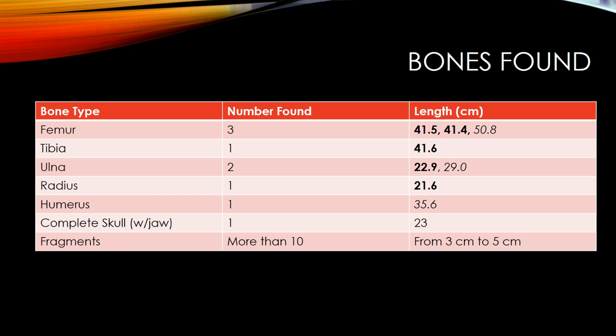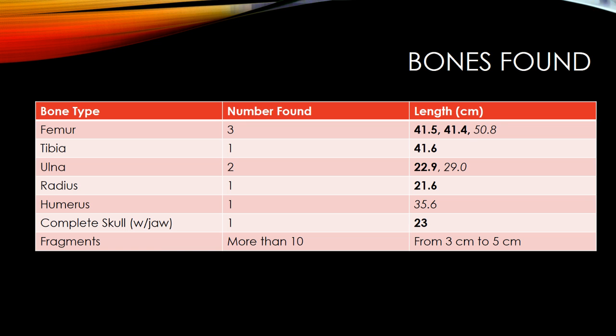35.6. That's quite long, and so somebody with a 21-inch forearm is not going to have a top of their arm that is 75% longer. They're about the same, and so it'll be the taller person. The complete skull, maybe we don't have the information for that at this point, but I'm just going to go ahead and say the complete skull. A 23 centimeter skull seems like it probably belongs to the shorter person.